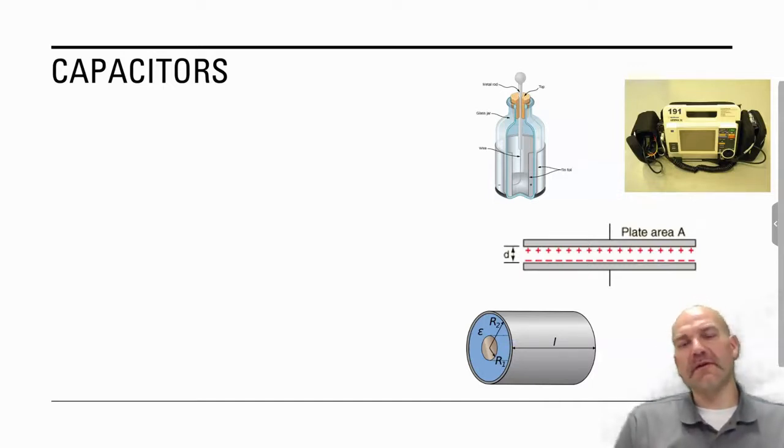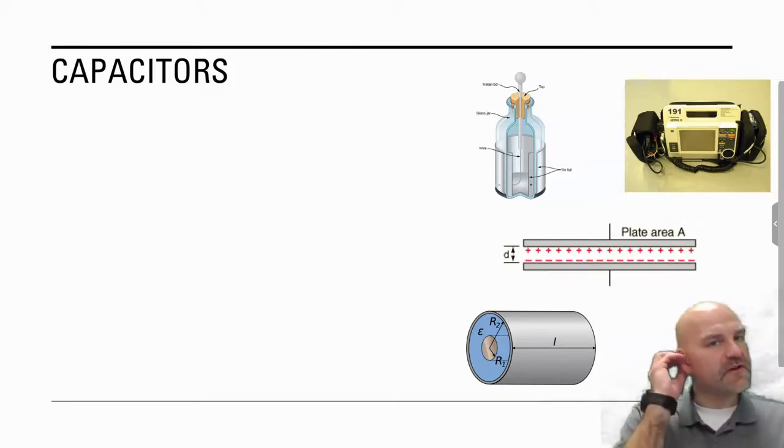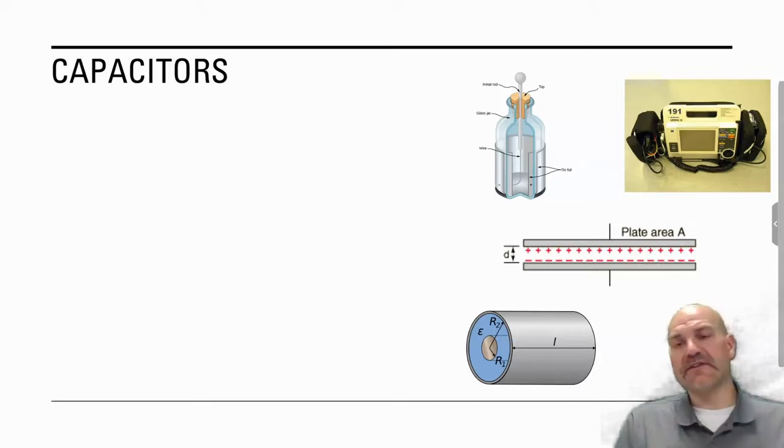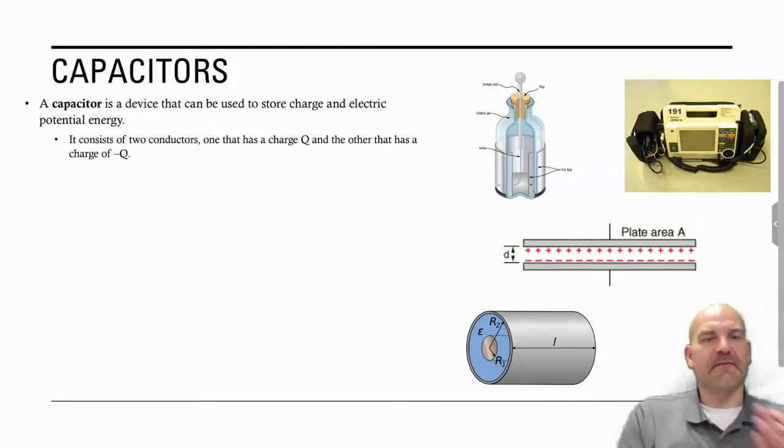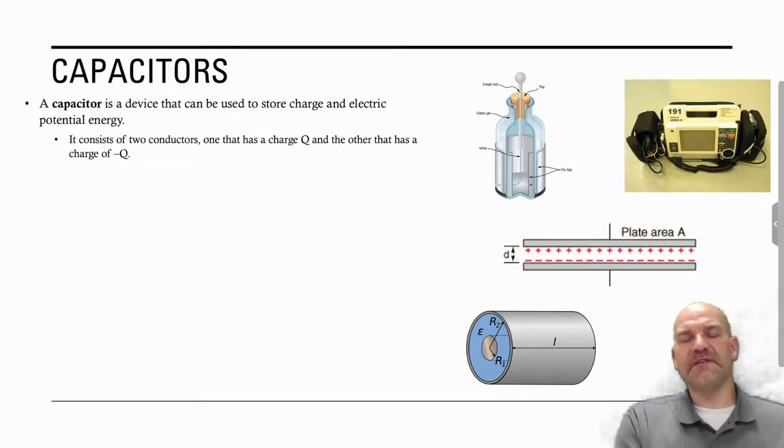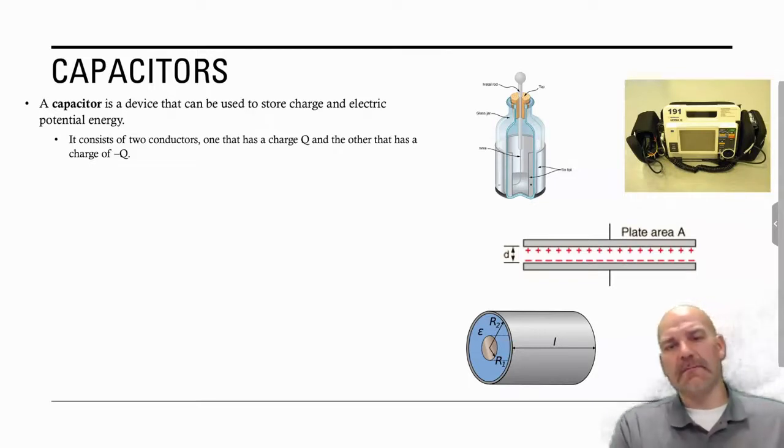Now we're going to start talking about circuits, of which at some point we're going to address what is called an RC circuit, which is a resistor capacitor circuit, which is what most of the circuits that we see in electronics and so forth are. They're RC circuits. So what is a capacitor? A capacitor is a device that can be used to store charge and electric potential energy. And what we do is we store the charge for later usage, once we decide to discharge it.